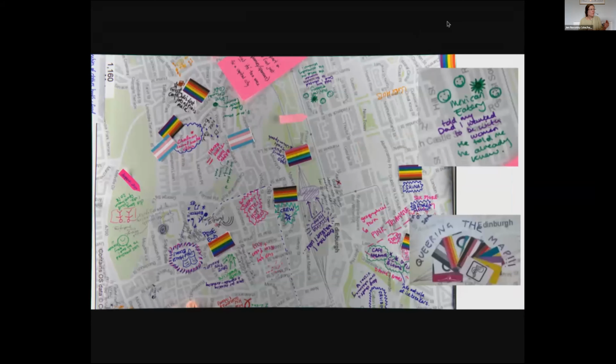So this is the actual physical map that was created. We actually had 3 mapping stations because we had so many people turn up. We couldn't get everybody around one table. So we had giant printed maps laid out, lots of markers and pens. And you can see what we did with all of these little identity flags.